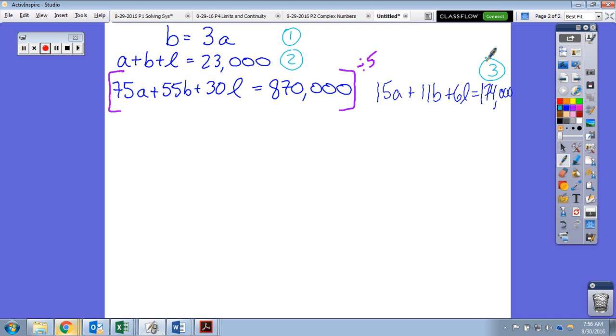Okay, so let's deal with 1 and 2 because I think you guys see b and b is going to go away quickly. So let's do what would be 1 minus 2. Let's do that process. I'll show the work. So b equals 3a. I have a plus b plus L equals 23,000.